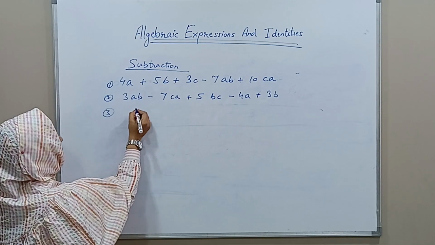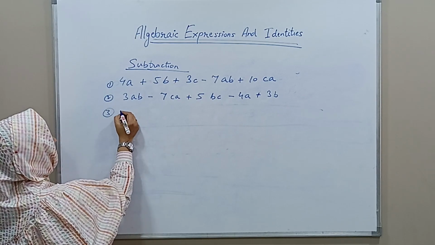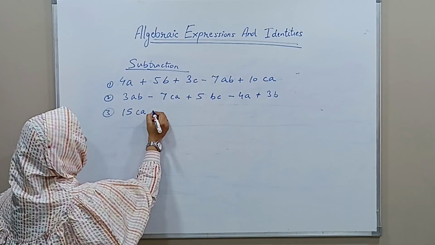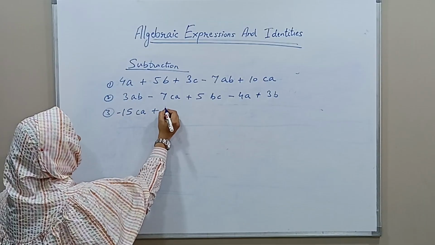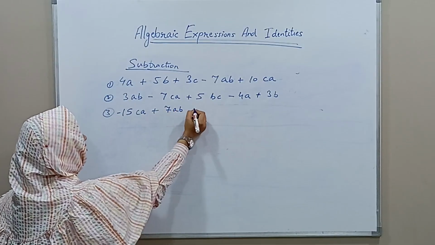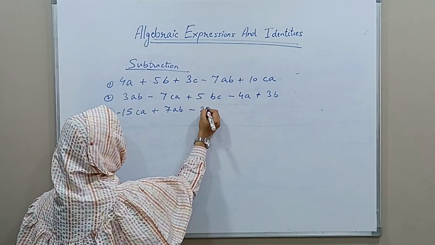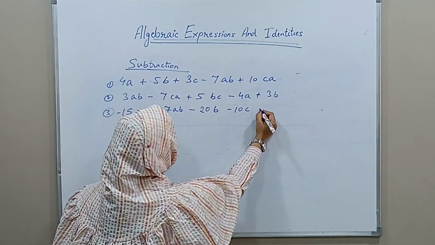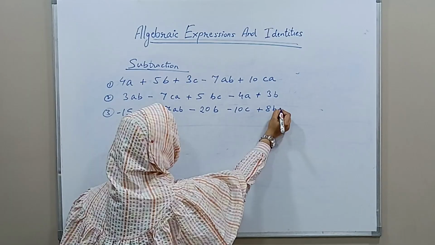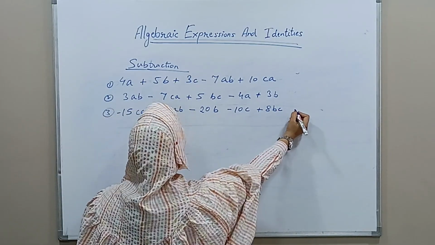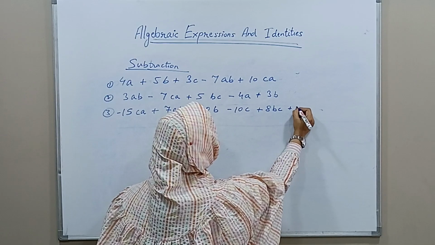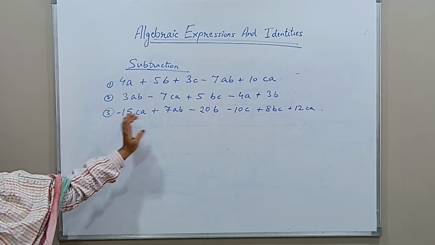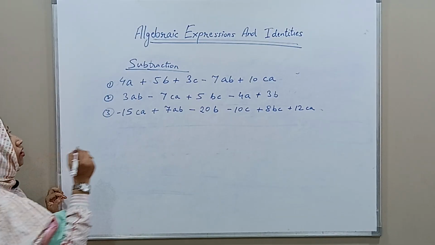Now take another expression, suppose you have 15ca minus 15ca plus 7ab minus 20b minus 10c plus 8bc plus 12ca. So these are 3 expressions with multiple terms, polynomials.